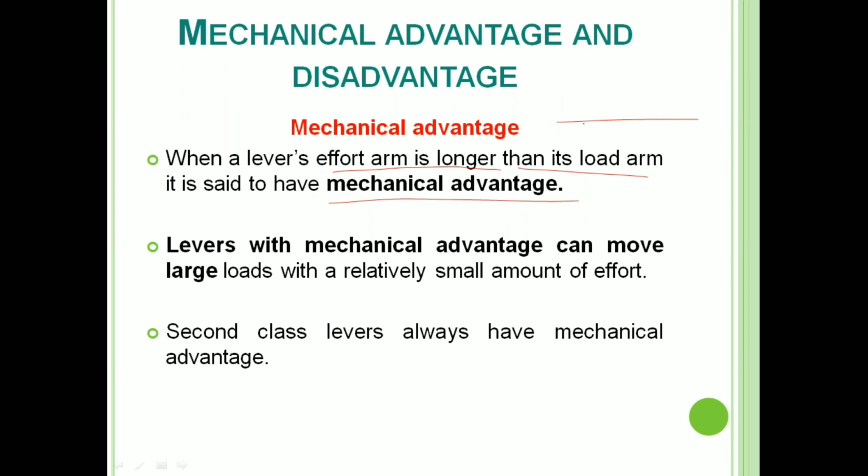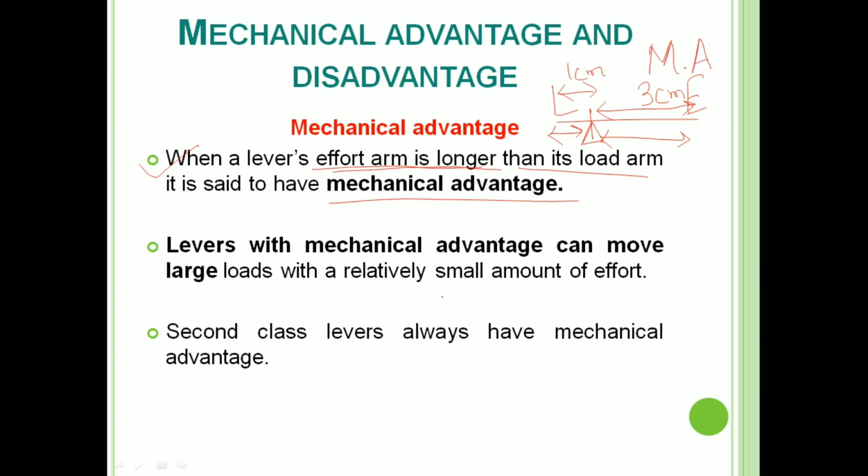If this is a rigid bar and for example this is a fulcrum, and here we have load and here we have effort. Now if I measure the distance from the fulcrum to the effort, for example this is 3 centimeter, and the distance from the fulcrum to the load is 1 centimeter. So what does this sentence say? Whenever this effort arm is longer than this load arm, then we will say the lever is in mechanical advantage.